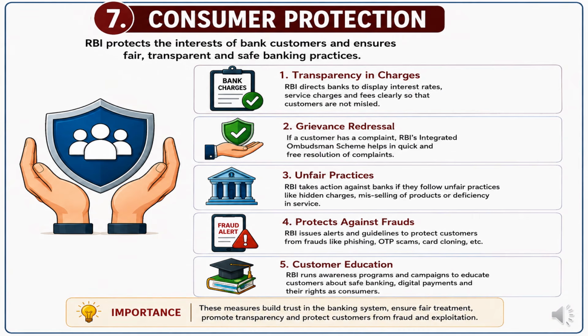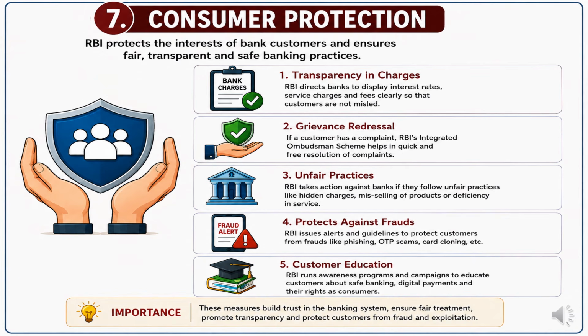The seventh important function of RBI is consumer protection. RBI protects the interest of bank customers and ensures that banking services are fair, transparent, and safe. There are five important measures. First one, transparency in charges. RBI instructs banks to clearly disclose interest rates, fees, and service charges so customers are not misled.